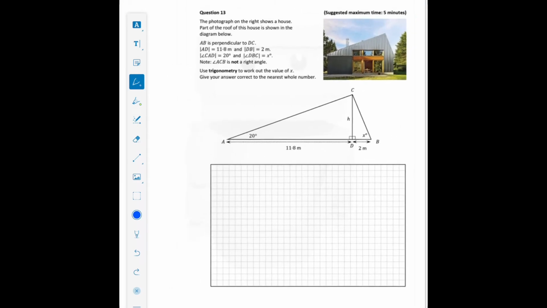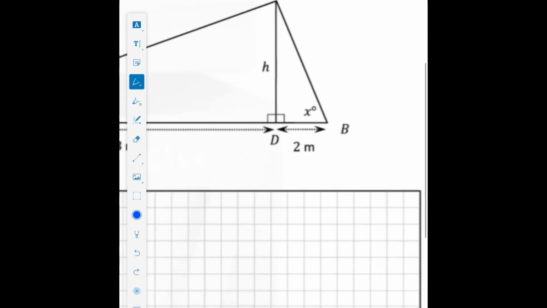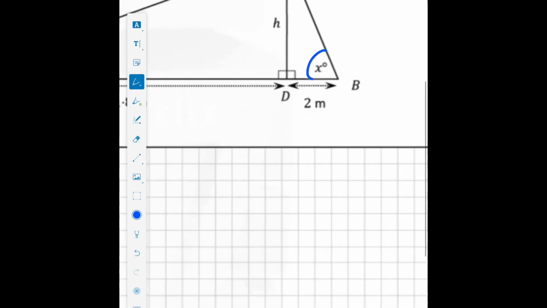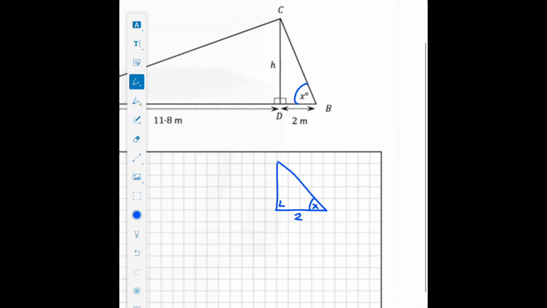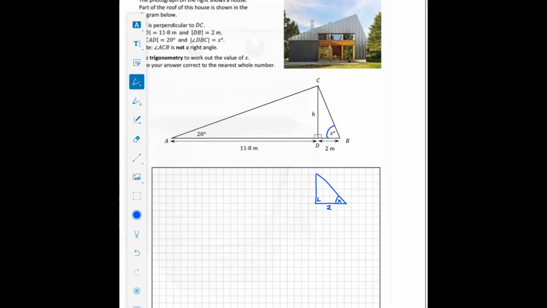So we're looking for a missing angle. Okay, what I'm going to do, I'm going to draw out that triangle. So I'm looking for my missing angle here. I'm going to draw out that triangle down here. Okay, so I have my right angle here. I have X there, and I know that this is 2 meters. Okay, I'm looking for a missing angle, so I'm going to have to use SOHCAHTOA.